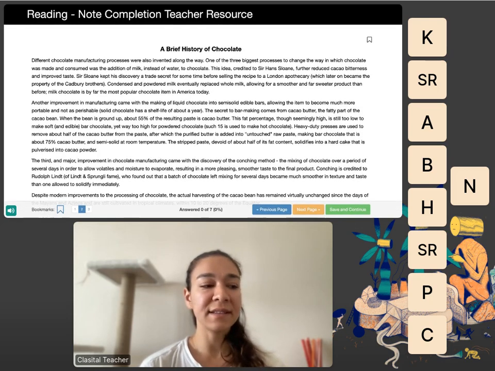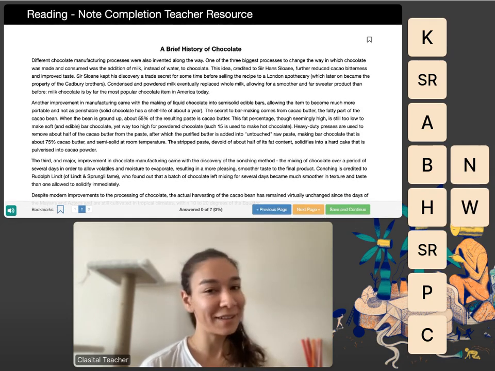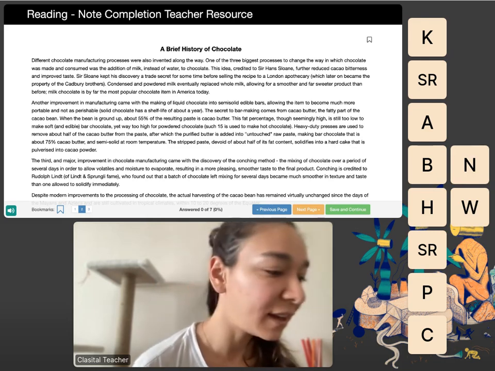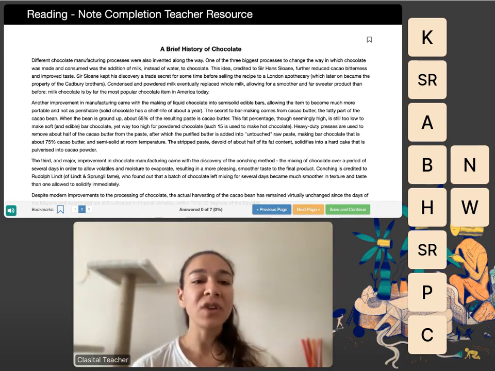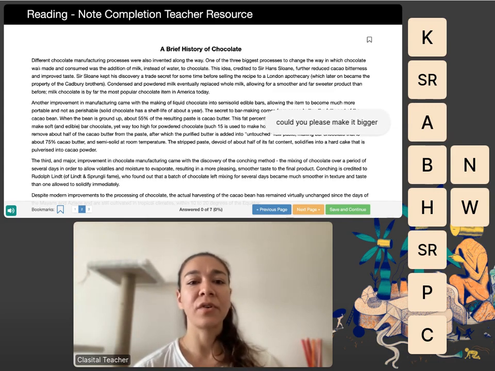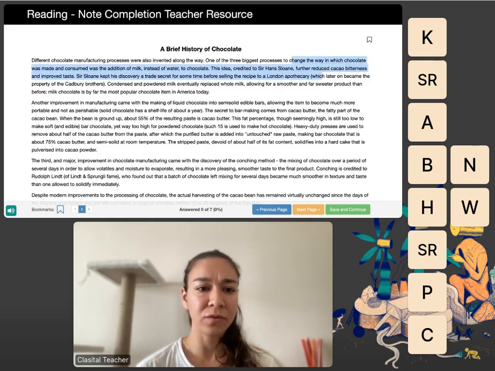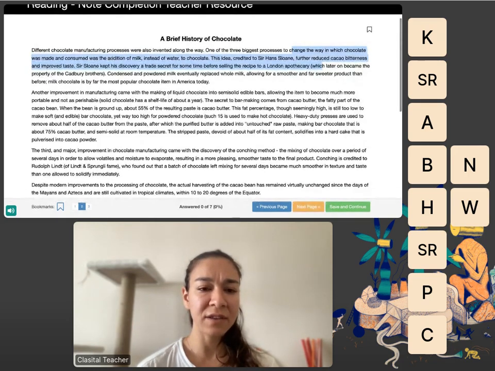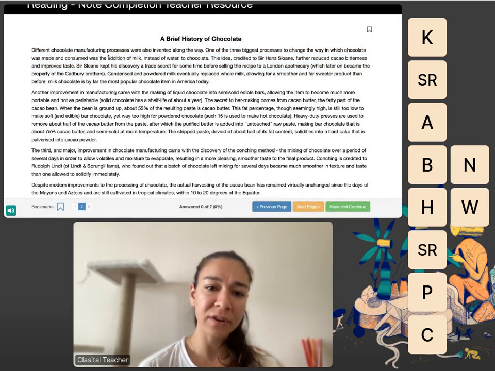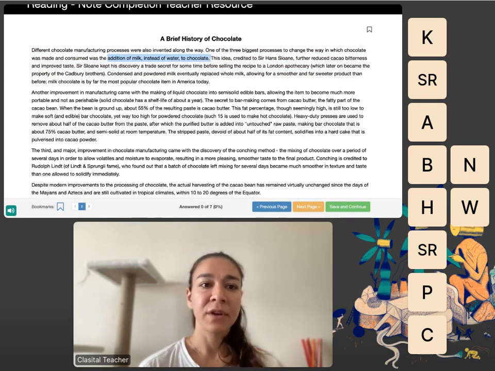Let me read it. It is shorter than the other one. So in the first one I can read. Different chocolate manufacturing processes were also invented along the way. One of the three biggest processes to change the way in which chocolate was consumed was addition of milk instead of water to chocolate.